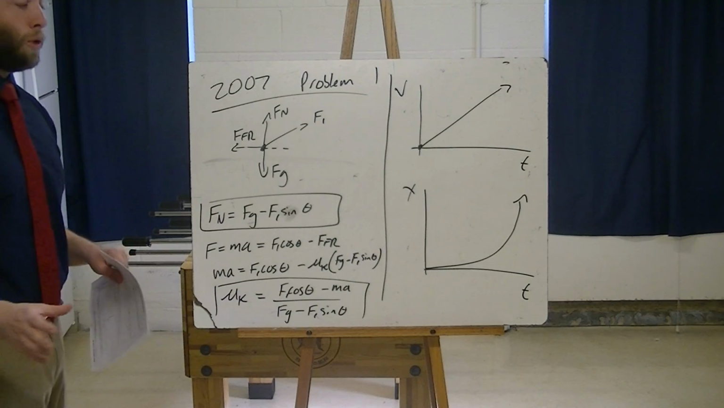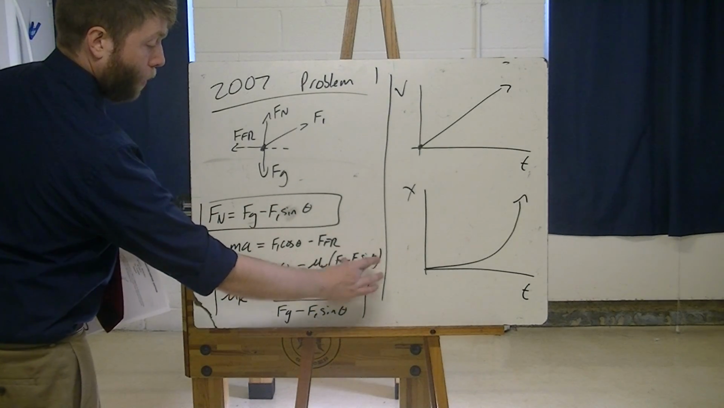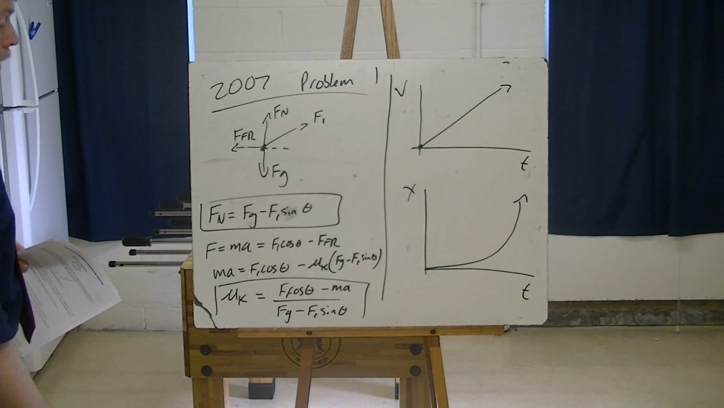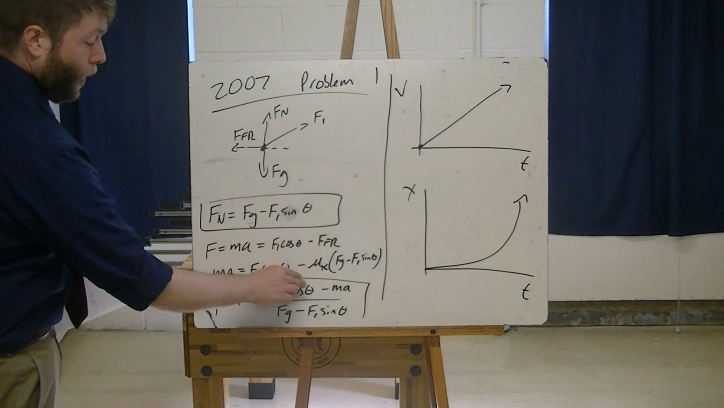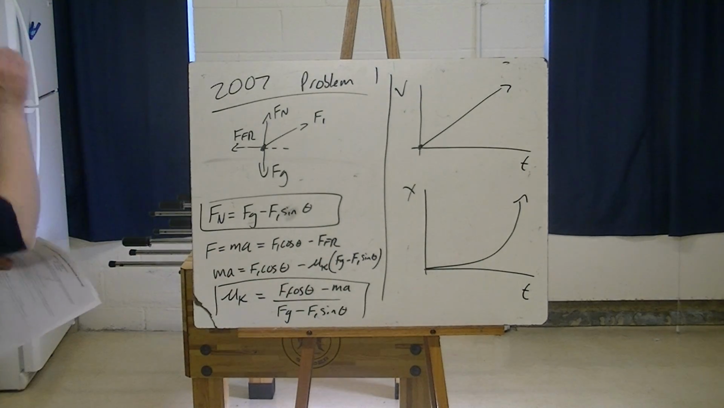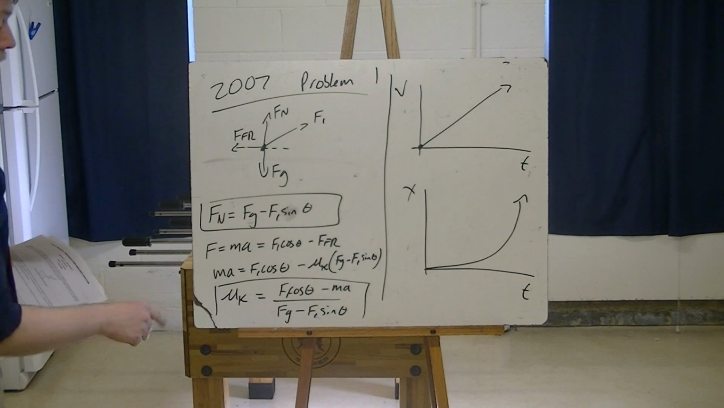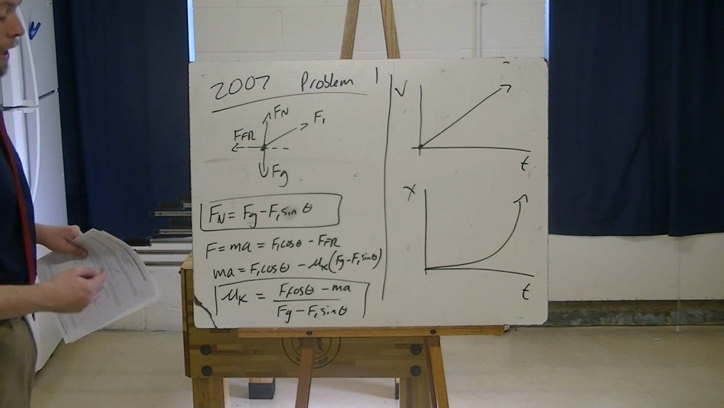So don't just stop doing the problem if you got part A wrong. You would still get part B. You would get points here if you included the normal force here. A little bit of rearranging to find mu k: move this over, move ma to the right, and we get mu k equals F1 cosine theta minus ma, over Fg minus F1 sine theta.